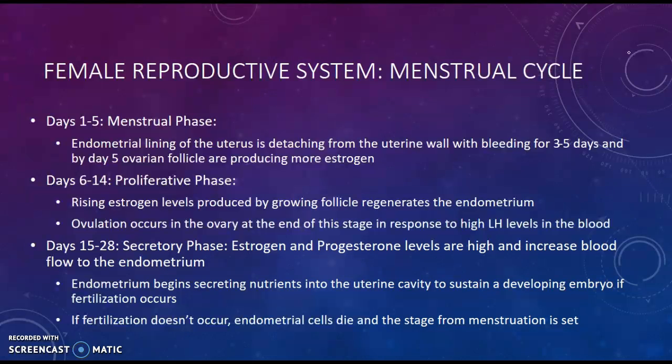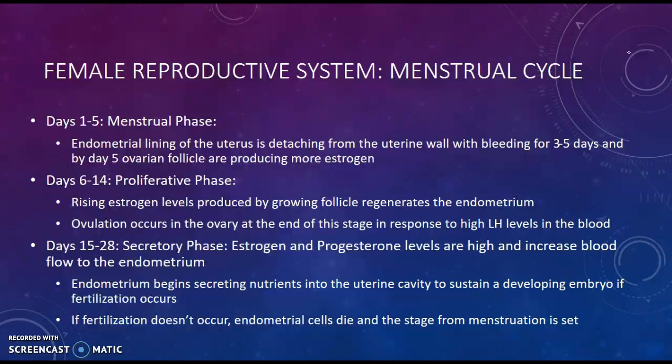So days 1 through 5 are going to be the menstrual phase. So this is going to be the shedding of the endometrium. Bleeding is going to occur for 3 to 5 days. And then by day 5, we're already going to be starting to produce more estrogen.